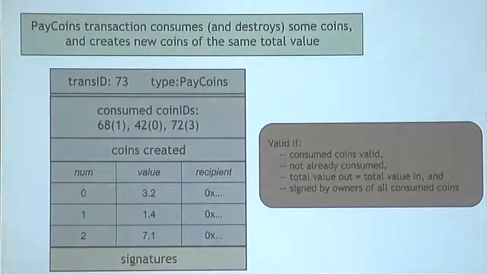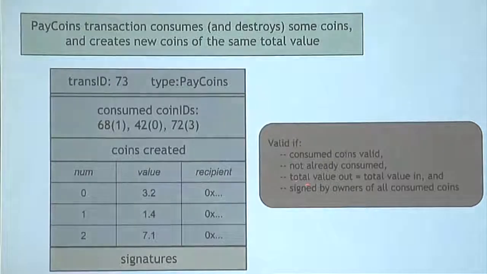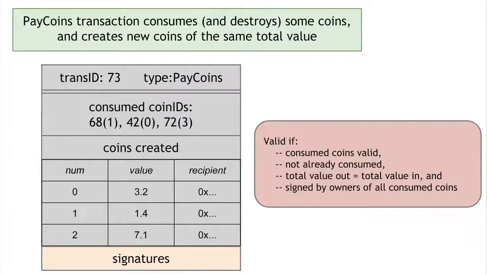The rules of Scrooge coins say that a paycoins transaction is valid if 4 things are true. First, if the consumed coins are valid, that is, they really were created in previous transactions. Second, that the consumed coins were not already consumed in some previous transaction. That is, that this is not a double spend. Third, that the total value of the coins that come out of this transaction is equal to the total value of the coins that went in. And finally, that the transaction is validly signed by the owners of all of the consumed coins. If all of those things are true, then this paycoins transaction is valid.